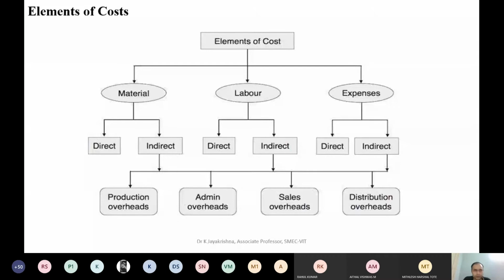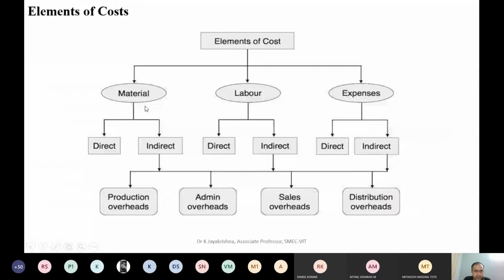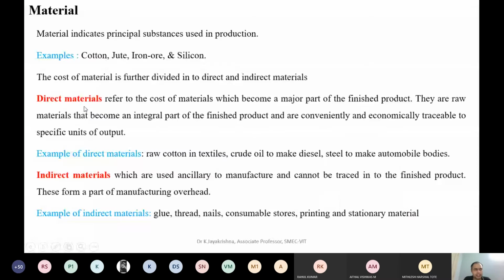Now we will discuss one by one. Let's start with material. The first type is called material cost. Material cost can be classified as direct material cost and indirect material cost. If I say material, it denotes all the raw materials. Basically, what immediately comes to our mind with material cost is the raw material cost.